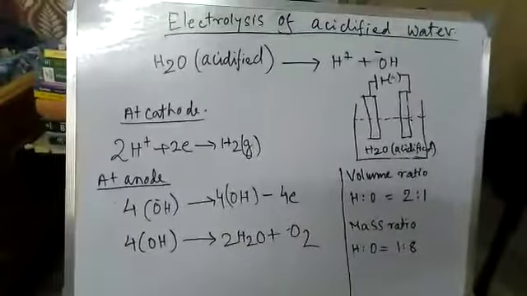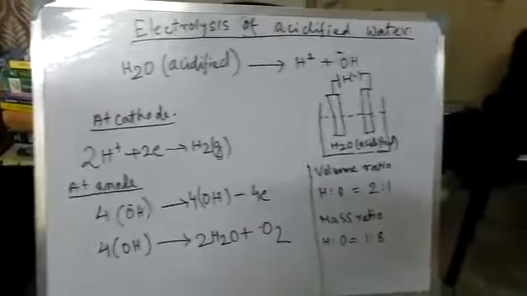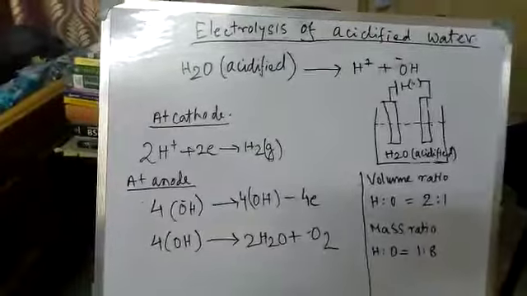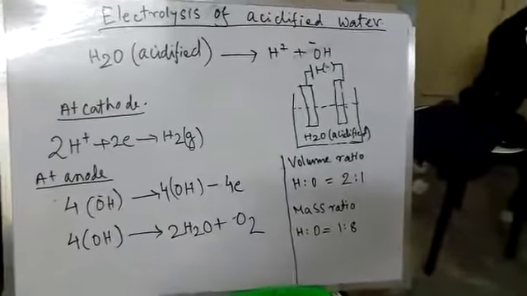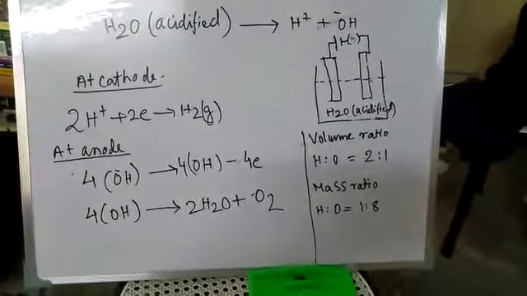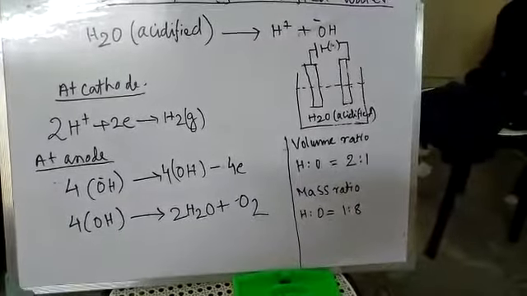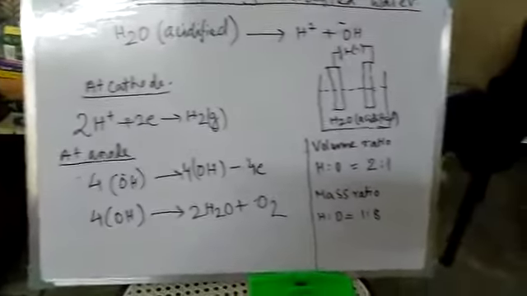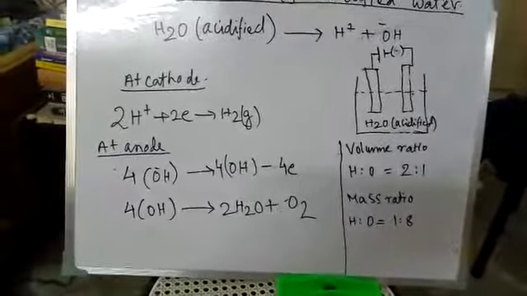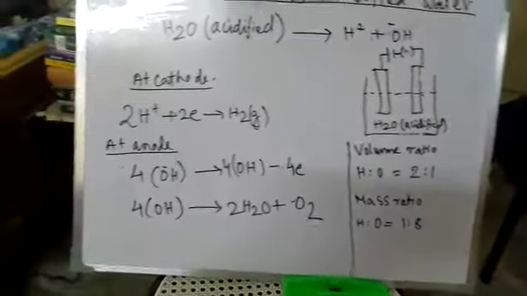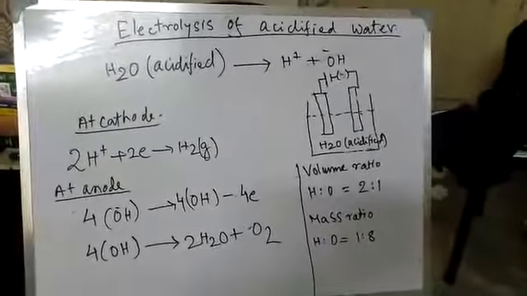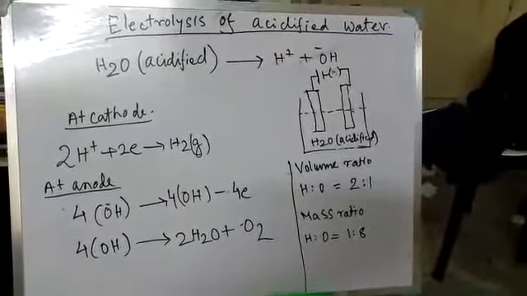So at last we get hydrogen at the cathode and oxygen at the anode. And as I said, the volume ratio of hydrogen to oxygen is 2:1, and the mass ratio is 1:8. Okay, this is the electrolysis of water.